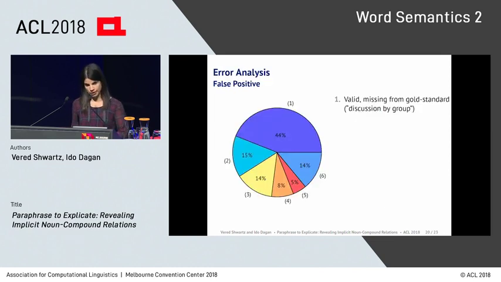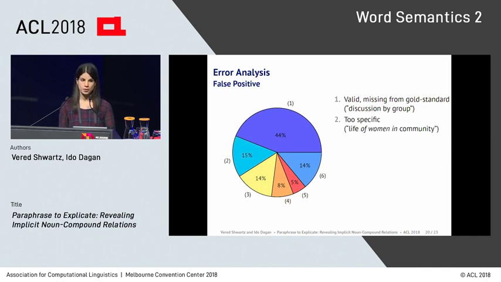Okay, so we did some error analysis, starting with the false positive paraphrases. So these are paraphrases that our model predicted, but were not in the gold standard. 44% of them were actually valid, just missing from the gold standard. It's pretty reasonable because it's not exhaustive. We also had 15% of paraphrases that were too specific. So, for example, for community life, a model should have predicted life in community, but has predicted life of women in community.